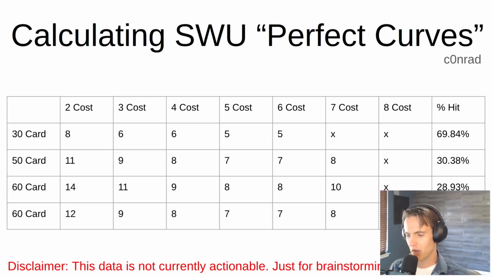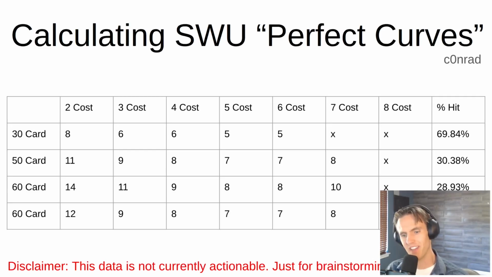So I've been writing some code the last couple days for performing simulations, and I'm hoping to calculate what is the optimal deck distribution of 2 cost, 3 cost, 4 cost, etc. cards that maximizes the chance of playing something I'm calling a perfect curve. And I'll define that in a second. But anyways, I'm going to talk about all that stuff. What's the perfect curve, the numbers I've crunched.